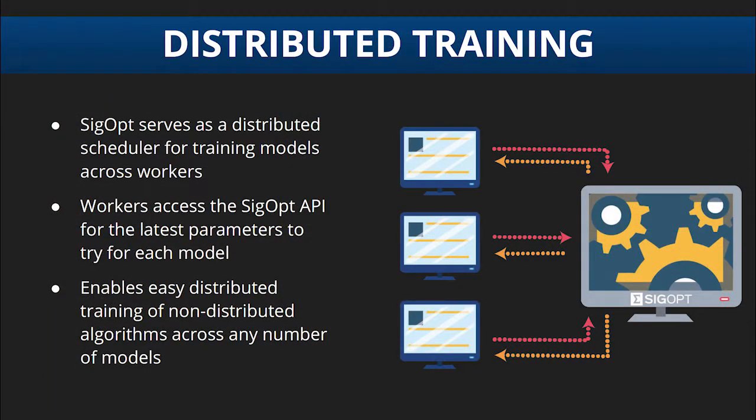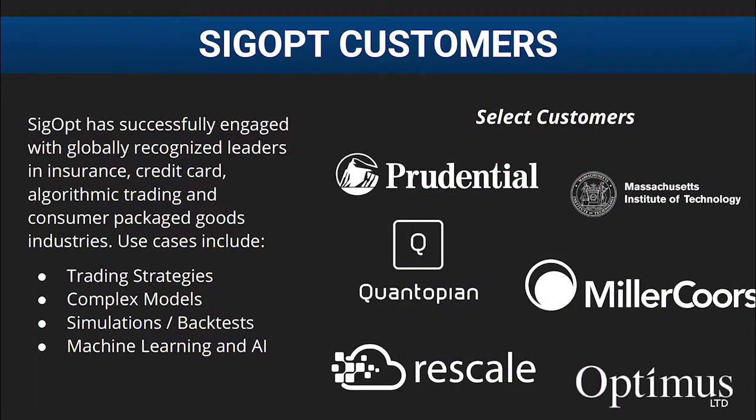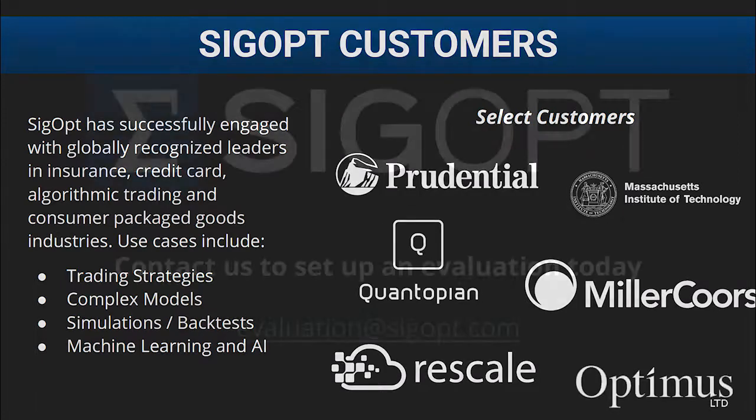SigOpt also allows you to tune any algorithm in parallel by acting as a distributed scheduler for parameter tuning. This allows you to tune traditionally serial models in parallel and achieve better results faster than otherwise possible, while also scaling across any number of independent models. SigOpt has been deployed successfully at some of the largest and most sophisticated firms and universities in the world. We've helped tune everything from algorithmic trading strategies to machine learning and AI pipelines and beyond.